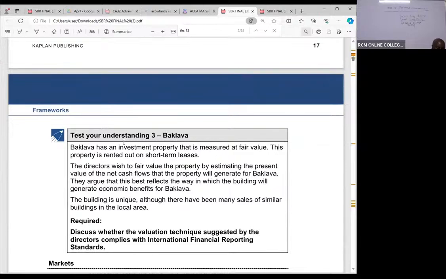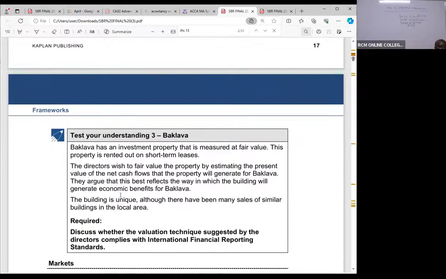Ladies and gentlemen, from there, I'll be able to go to this one, which is very important, Baklava. You can go and look at the answer later. Baklava has an investment property that is measured at fair value. This property is rented out on short-term leases. The directors wish to fair value the property by estimating the present value of the net cash flows that the property will generate for Baklava. They argue that this best reflects the way in which the building will generate economic benefits.